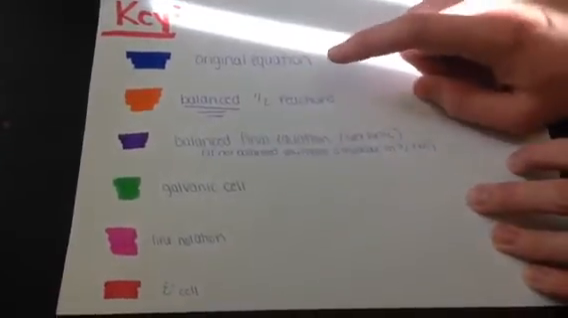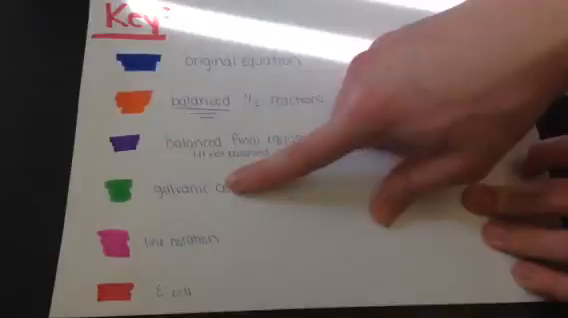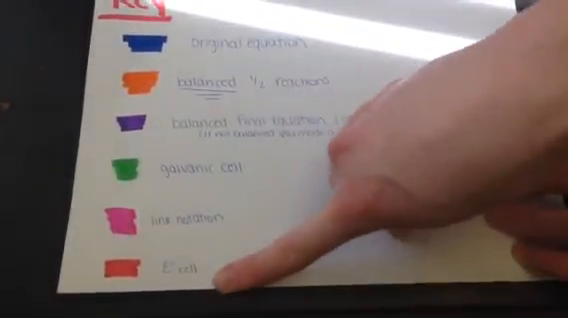Now, this is our key that we use. Blue is original equation, orange is balanced half reactions, purple is the balanced final equation, green is galvanic, pink's line notation, and red is E cell.